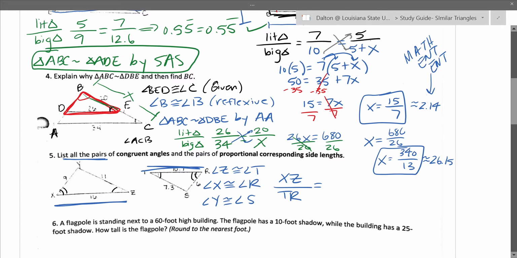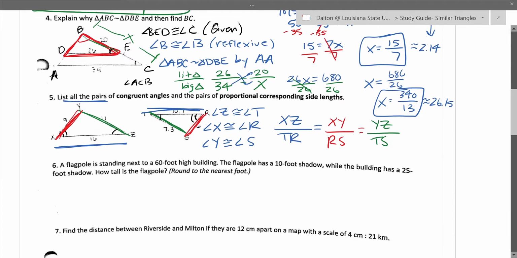Let's jump to the smallest side, which is XY. XY being the smallest side should correspond to this smallest side, which is 6, which is RS. And that ratio is going to correspond to the middle length side, which is YZ, over the middle length side here, which is TS. So those are the three pairs of congruent sides and the three pairs of proportional side lengths.